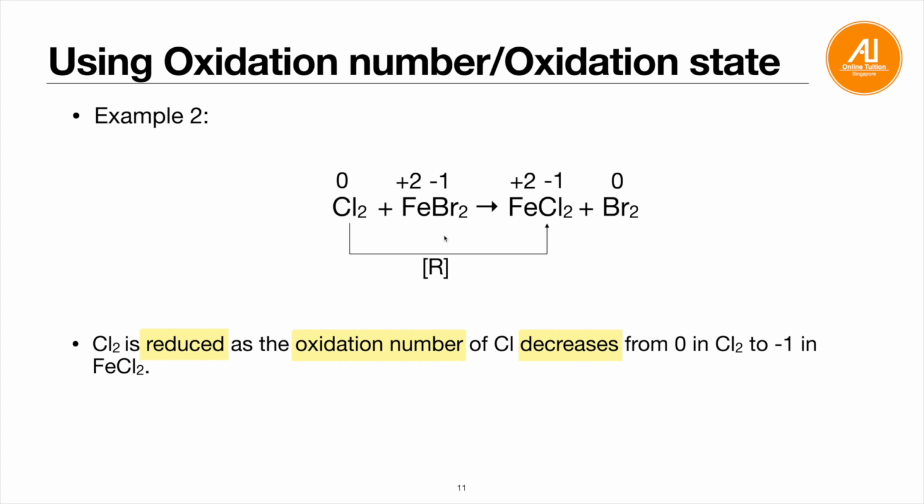Then which one actually oxidizes? Is it Fe? Fe is plus 2 to plus 2, so there's no change. So it's not Fe. So it must be Br. Br goes from minus 1 to 0.